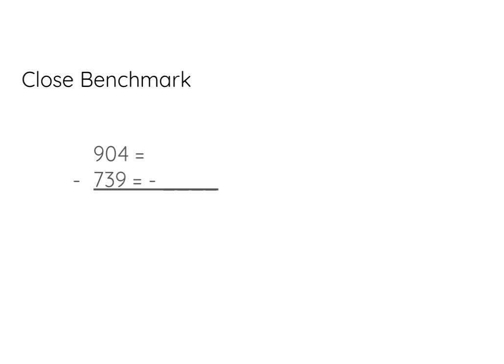All right, let's solve some problems. Same ones, first with the close benchmark and then with the big benchmark. Remember, we start by just putting the minus 739 on both sides. Since we're doing the close benchmark, we're going to put 740 above it because that's the next 10. Now we're going to rename it so that we equal 904, which, as we've been saying, is a lot like thinking of that number line.